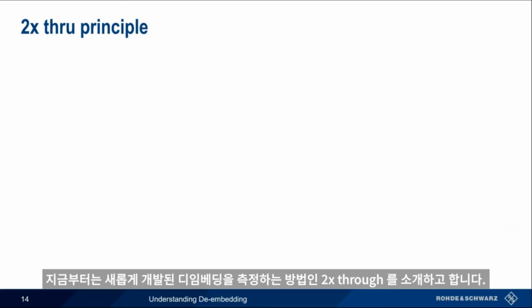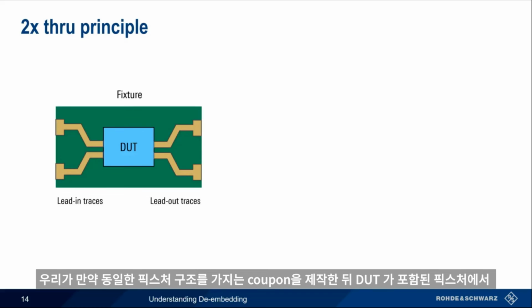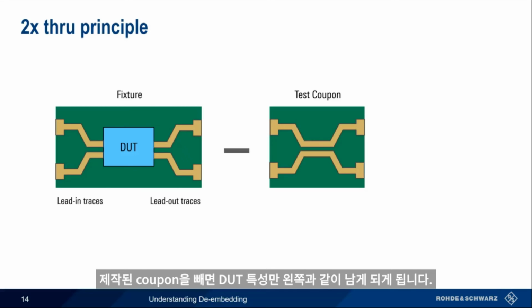One newer approach to de-embedding involves something called a 2x through. Conceptually, we start with a fixture containing a device under test, with both lead-in and lead-out traces. If we were to construct a single test coupon that is similar to the fixture plus the DUT in composition and dimensions, we could then subtract this coupon and be left with the DUT alone.